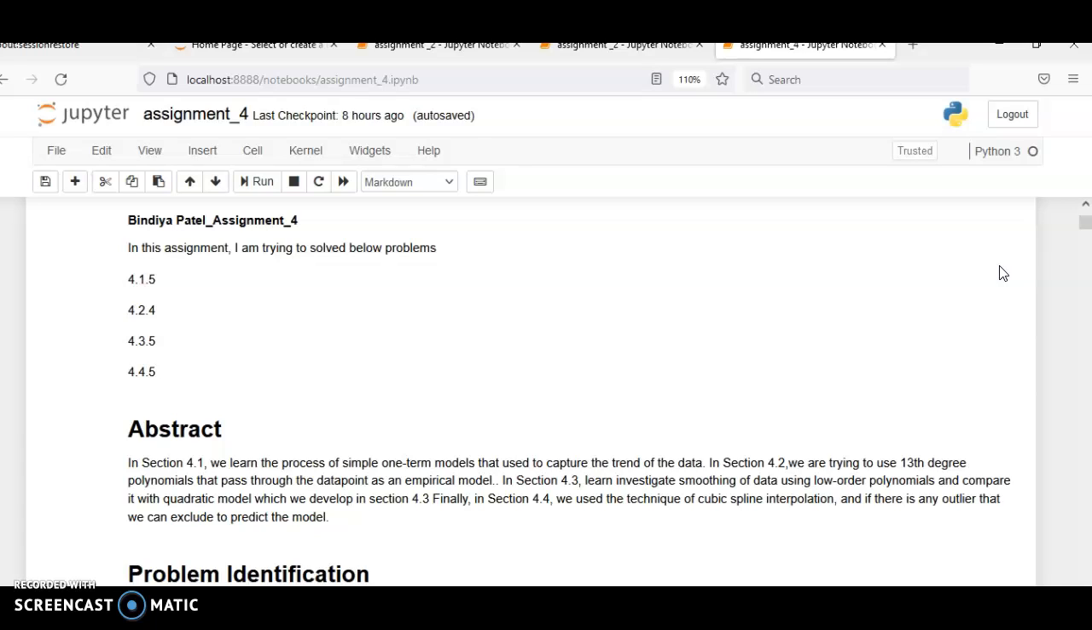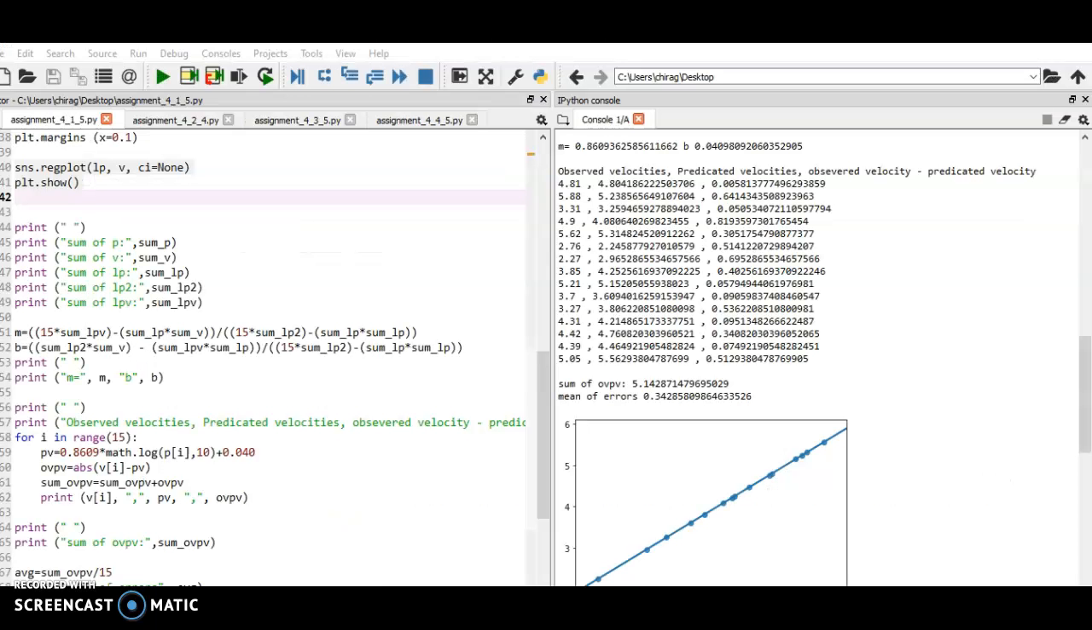Finally, in section 4.4, we use the technique of cubic spline interpolation, and if there is any outlier, we can exclude it to predict the model. Now we will see the code.